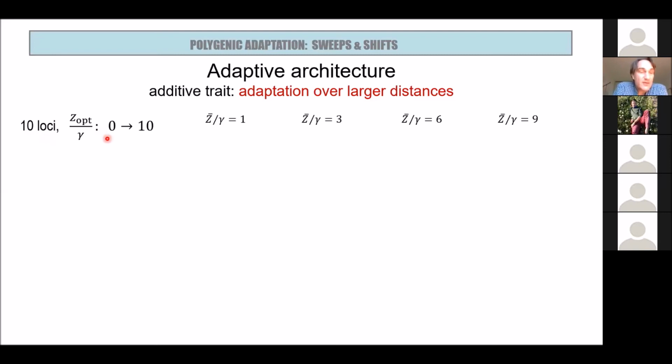And we'll change the optimum from one end, from 0 to 10. We're covering the whole range. So this is the change in the optimum. But we will look at the genetic architecture once the trait mean has reached certain threshold values at 1, at 3, at 6, or at 9. At these different values. And then this is what we see.